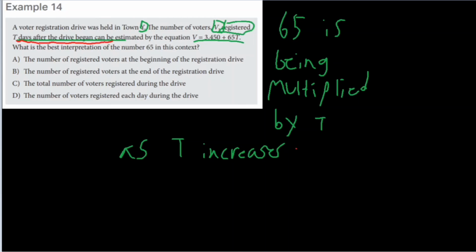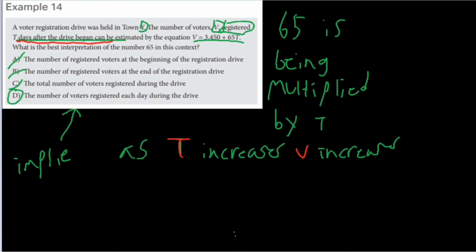And if you look through the problem, you can see that A, the number of registered voters at the beginning of the registration, that's not it. The number of registered voters by the end of the registration drive, no, that's not it. And C isn't it either. D is the answer because it's the only one that changes. All of the other answer choices are describing things that are constant. However, you know that 65 is accompanied by a variable, so as time passes, T changes.